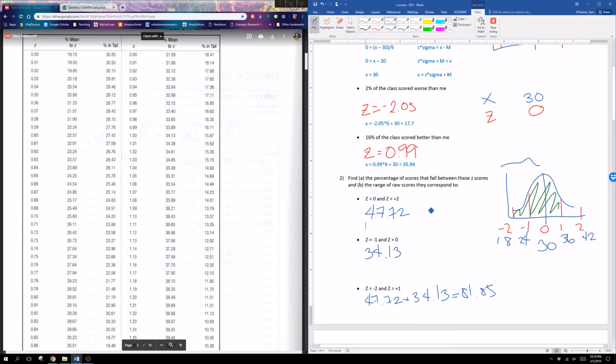Okay, so if we are asked for the raw score that corresponds to 0 and +2, we've got 30 and 42 as our range. Okay, minus 1 is 24 and 30. And then we've got minus 2, which is 18, and plus 1, which is 36. Okay, those are our ranges.